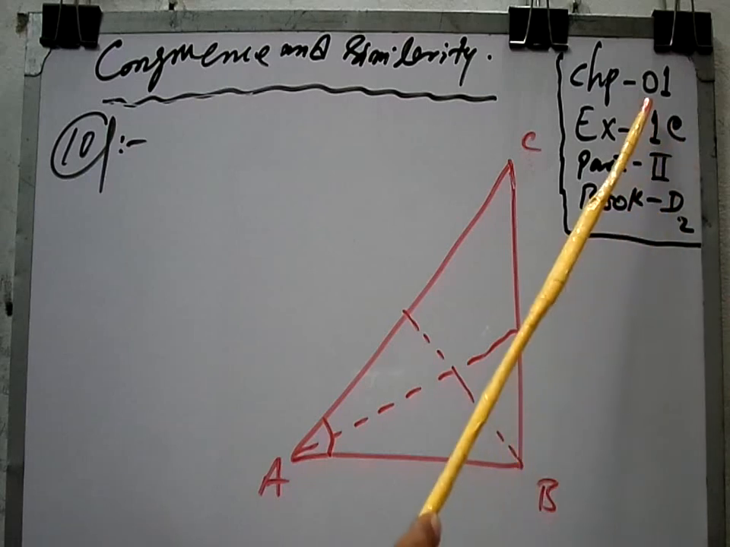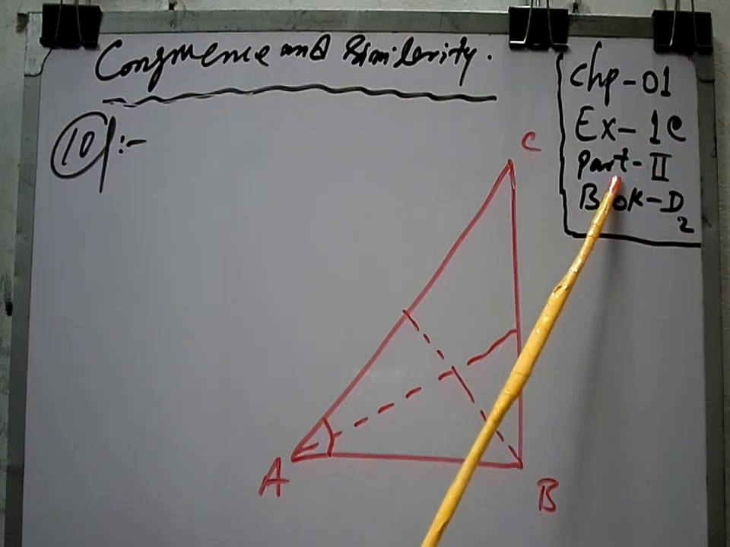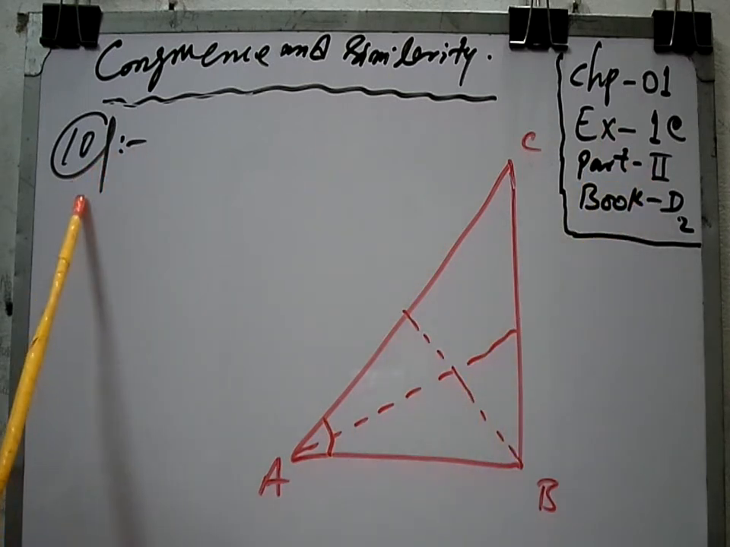Today we will discuss chapter number 1, exercise 1C, book D2. This exercise is divided into two parts. Part number 1 we have already done. Now today we will discuss part number 2, starting from question number 10.